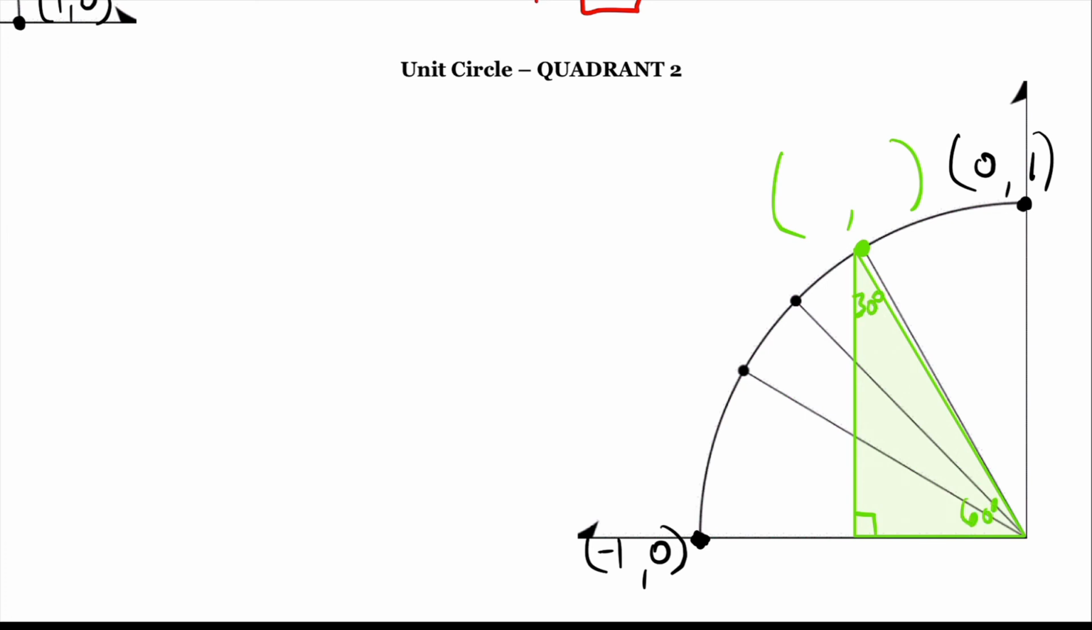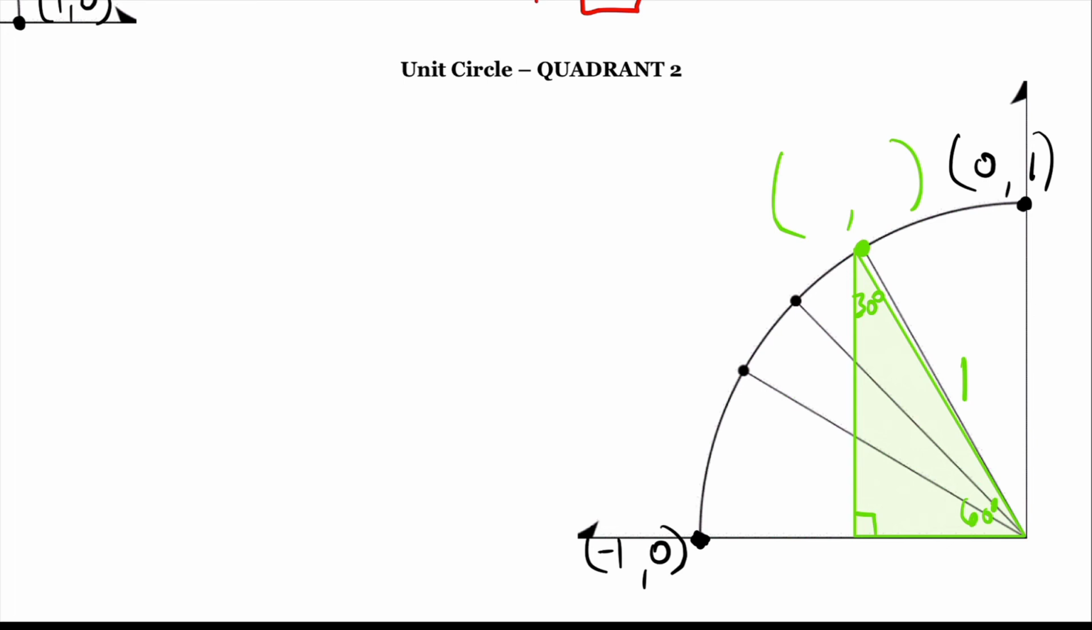So if that one's 60, that means that one's got to be 30. Hypotenuse, is that still one? Is this still one? Yes, it is, because it goes from center to edge. Let's try to do this without having to redraw the triangle. Let's try to work a little smarter, not harder.